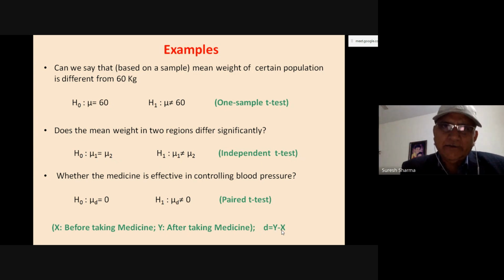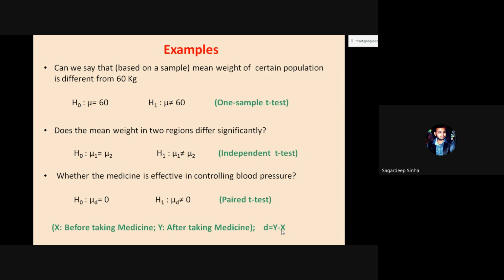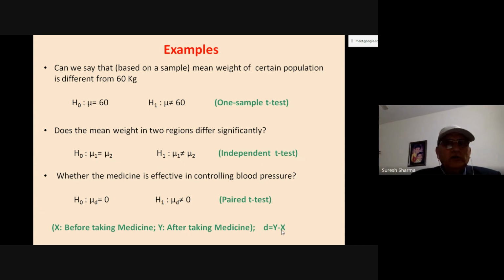The medicine is effective? If there is no change in before and after, do you think the medicine is effective or ineffective? Ineffective. The medicine is ineffective. Same thing, not only to the medical terminology, you can apply to yourself.